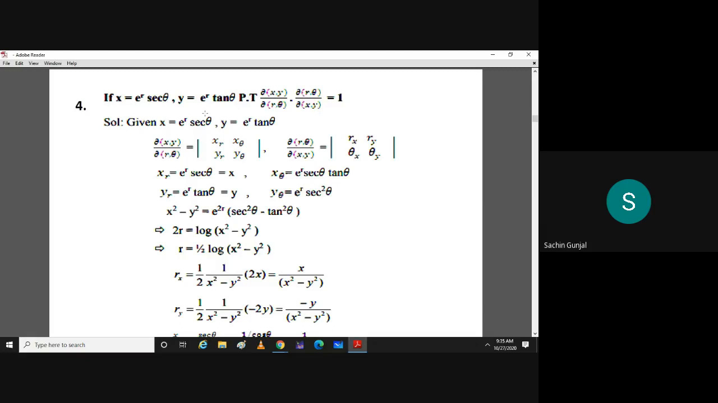Now out of these two Jacobians, one is easy to calculate, because the Jacobian of xy with respect to r theta is differentiation of x with respect to r and theta and then y with respect to r and theta. But to calculate the Jacobian of r theta with respect to xy, you need to write r as a function of xy. That means you have to eliminate theta in that case, and theta is also a function of x and y, so you will have to eliminate r in that case. Is this fine? Clear to everyone?